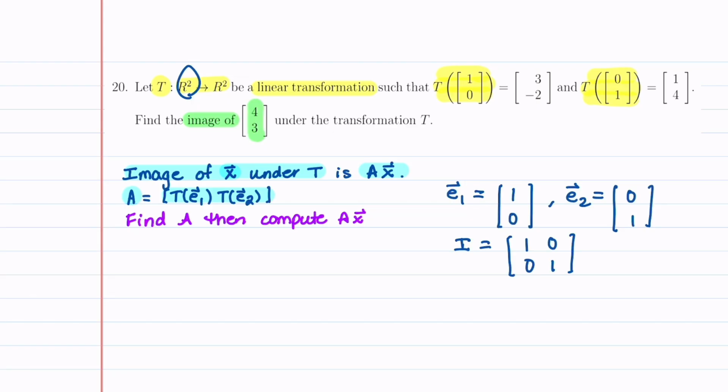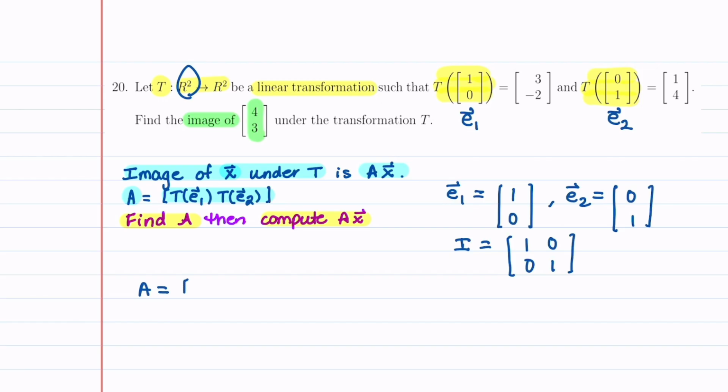Notice in our problem that this is e1 and this is e2, so we were actually given what T of e1 is and T of e2 is. What we're going to do to solve this problem is find our matrix A, and then because we want to find the image of x under T, which is A times x, we're going to compute A times x. Let's start by writing down what A is.